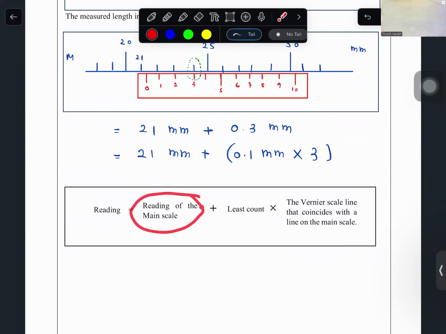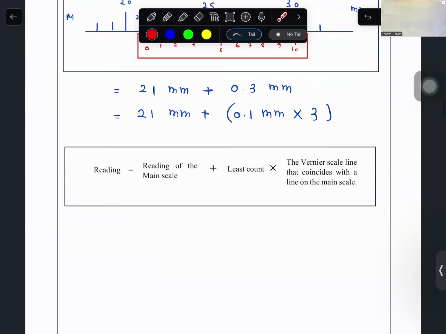Reading of the main scale, it's 21. It means the 0th line of the Vernier scale has passed which number? It's 21. It has passed 21. So from the main scale, 21 millimeters are shown. Get my point? From the main scale, 21 millimeters are shown because the 0th line of the Vernier scale has passed the 21 line. So the reading of the main scale is 21 millimeters.